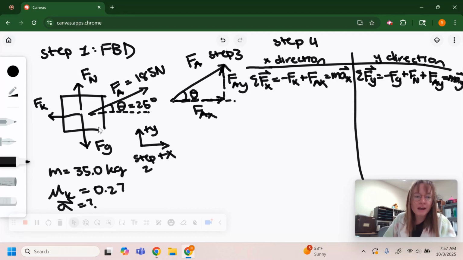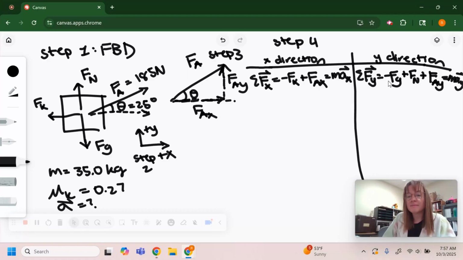When I'm looking at my vectors here then, that means that Fax, the x component of Fa, has to be longer than Fk, because the force pulling it forwards has to be bigger than the force slowing it down. I look at my diagram here and I say, that's true. If this is my Fax right here, then that is longer than my Fk, so that looks good to me.